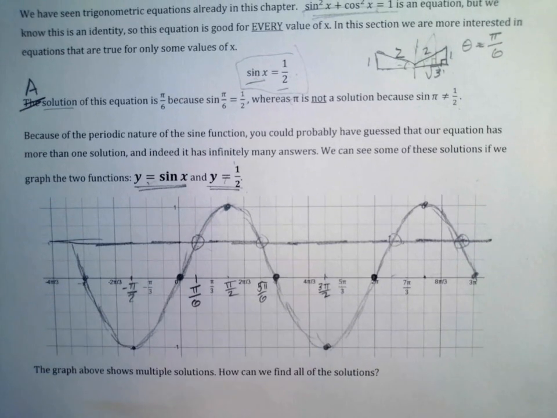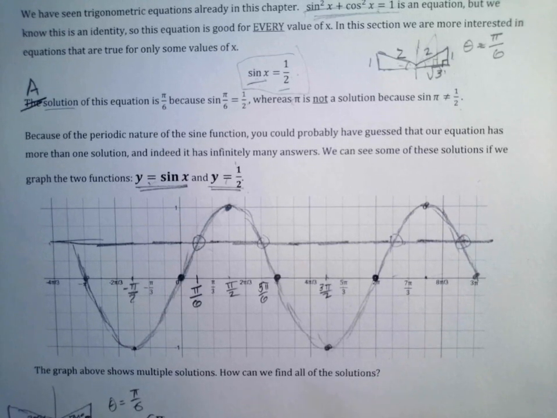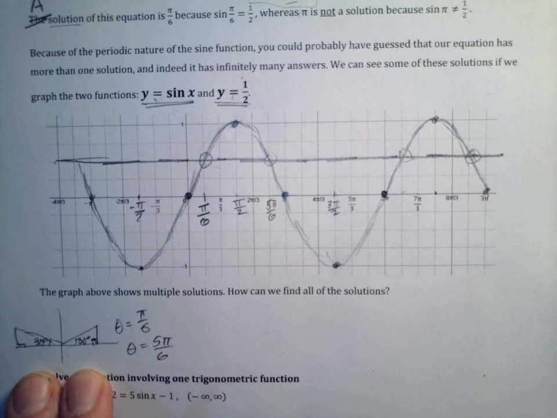Okay? So there are indeed 2 places: a theta equal to pi over 6, and over here, a theta equal to 5 pi over 6. That gives us our 2 solutions, right? Our reference angles clearly are 30 degrees or pi over 6. Let me draw my things in here.